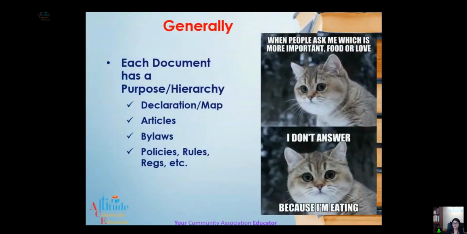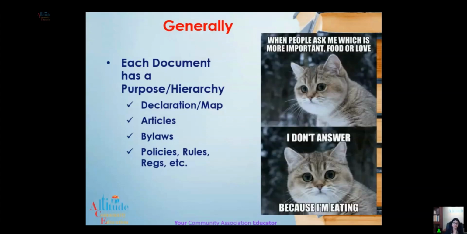So this class is really created because we see a lot of questions from boards and community managers saying, hey, we want to do X, Y, and Z. Is that something we can do through a rule, or what do we need to do to be able to do this? And generally, it's, can we do it through a rule, or do we have to amend our documents? And so this class is intended to really help you decipher that, not necessarily avoid asking your attorney, but at least give you an idea of the type of things you should be looking at when you're trying to decide what you want to do.